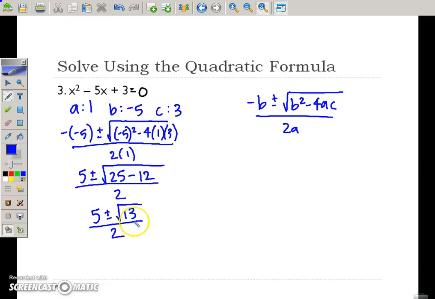Because we cannot take the square root of 13, we're going to stop here. This is as simple as we can get it to go. We don't want to have any decimals or rounding. We want to keep our answers as exact as we can, and leaving it in radical form gives us that exact answer. So all you have to say for your solutions is 5 plus or minus the square root of 13 over 2. And that's it.